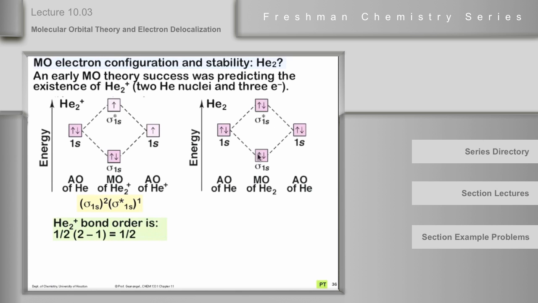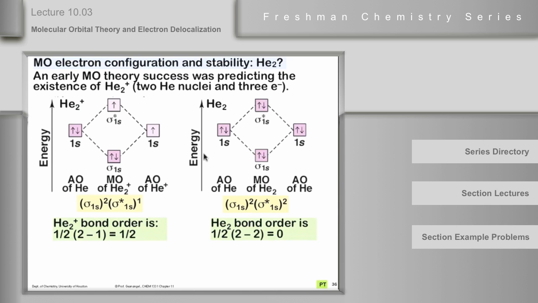Okay? And so if you take those 4, that makes sigma 1s2, sigma star 1s2. Bond order: 1/2 of 2 minus 2 is 0. So this model predicts that 2 helium atoms can't form a diatomic molecule.